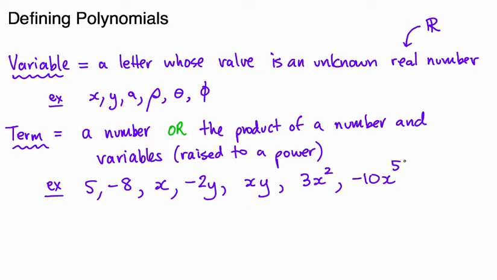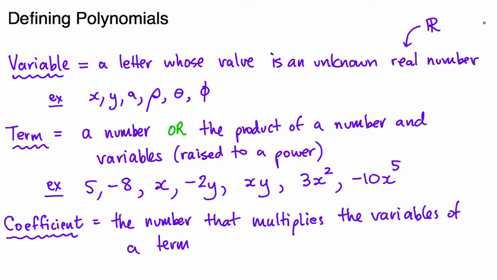Now, all of those terms have something kind of neat. They have a number that comes in front of the variable part, and that's our definition for our next piece of vocabulary. A coefficient. So it's the numerical part that comes before the variable part of a term. So it's the number that multiplies the variables of a term. And let's take a look at some examples of that.